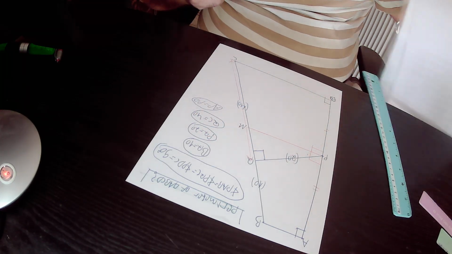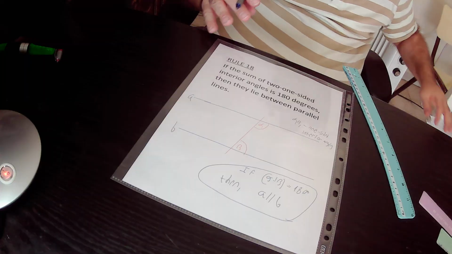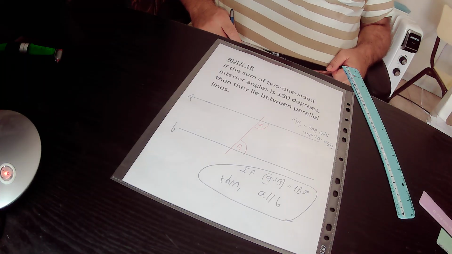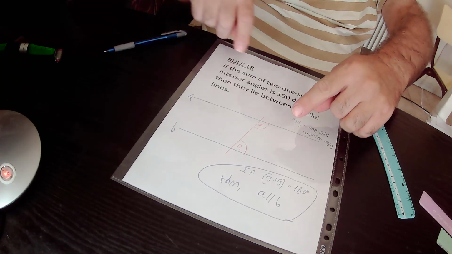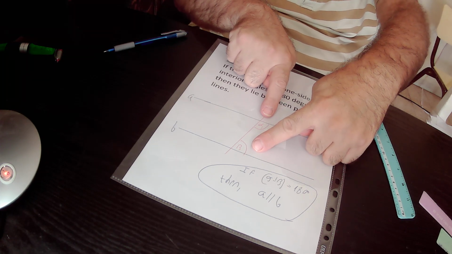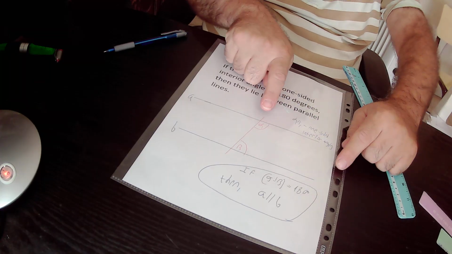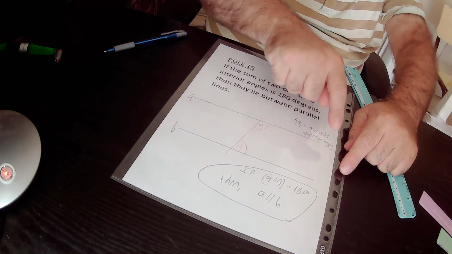So let's repeat quickly rule 18. According to rule 18, if the sum of two one-sided interior angles is equal to 180 degrees, then they lie between parallel lines. In the drawing we have those two one-sided interior angles, alpha and beta. So if alpha plus beta equals 180 degrees, then they are located between parallel lines. That is to say, line A is parallel to line B. So we can implement rule 18 in our drawing, right?